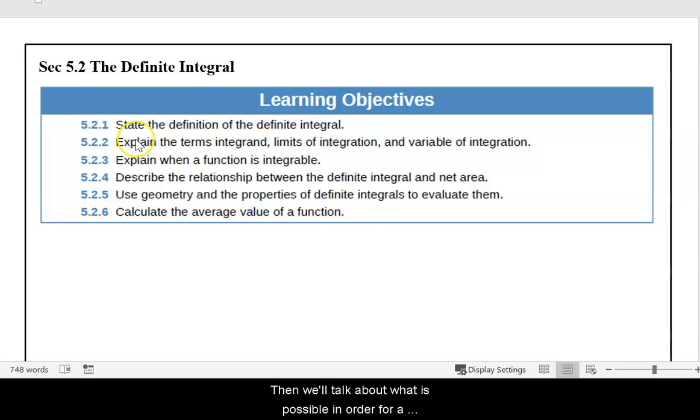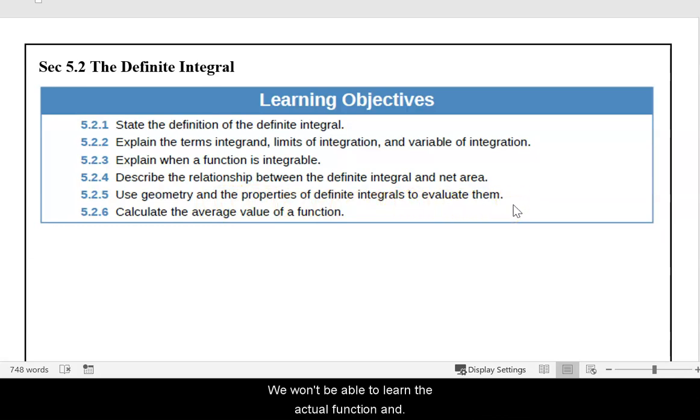Then we'll talk about what is possible in order for a function to be integrable, what conditions are required. We'll talk about the relationship between the definite integral and net area as well as total area. Note that net area and total area are not the same, just as your total income and your net income are not the same. We'll use geometry and various geometric formulas such as the area of a circle, the area of a rectangle, and the area of a triangle, and the properties of definite integrals in order to evaluate them.